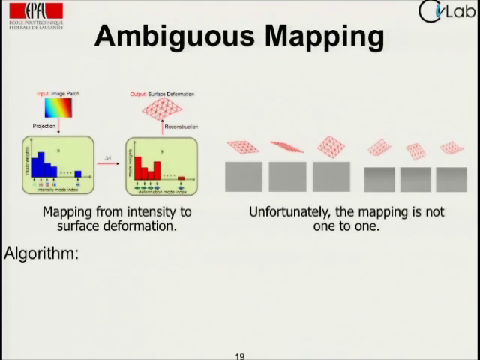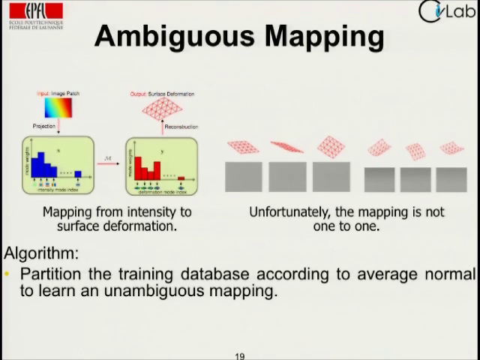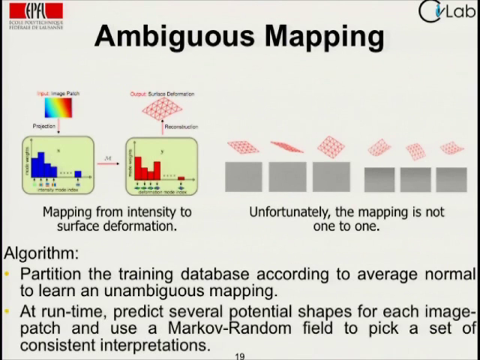But if you partition the space, the training database, according to the average normal of the patch, then for each average orientation, you do get a pretty good mapping. So that's how we train. We essentially learn several GPs, one for every single average orientation. And then at runtime, when we see a patch, we predict several possible shapes according to the normal. So we associate several hypotheses to every little patch.